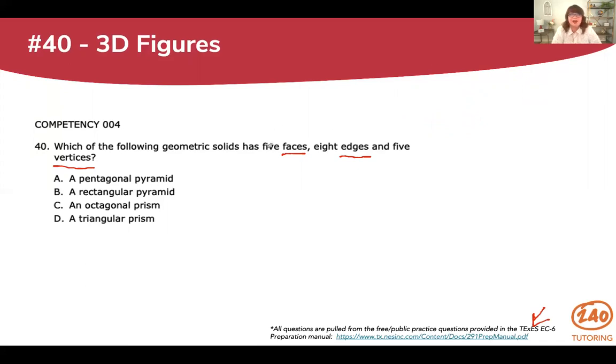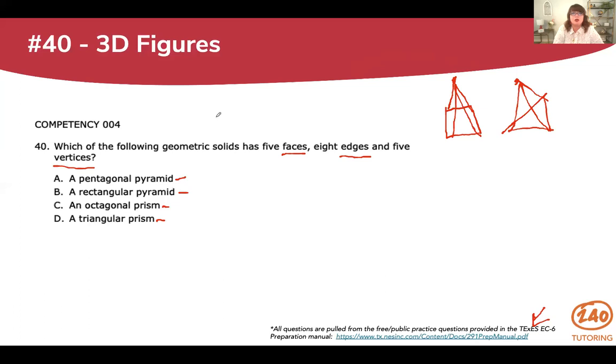Now it's asking us which has 5 faces, 8 edges, and 5 vertices. And you've got a pentagonal pyramid, a rectangular pyramid, an octagonal prism, and a triangular prism. So here are 2 other terms you need to know. This is all about your geometric vocabulary. If it is a pyramid, guys, it has a flat base that comes to one vertex. That base can be any shape. I can take a square or rectangle and make that into a pyramid. I can take a triangle and make that into a pyramid. But notice it's got one flat base and all the edges leaving the vertices of that base come to one vertex. Sometimes you'll see it called an apex at the top. That's what makes a pyramid.